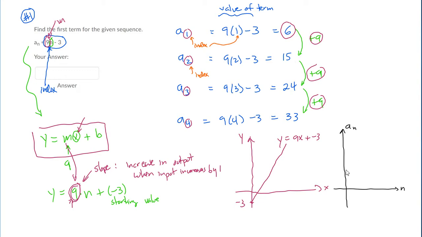At 1, we're getting a value of 6. At 2, we're going to get a value of 15. At 3, we're going to get a value of 24. Whoops, sorry about that, etc.